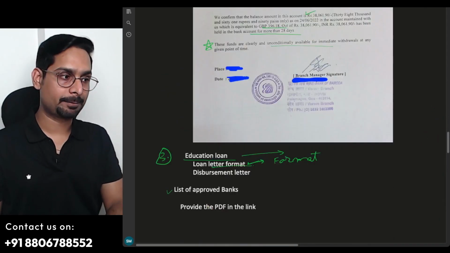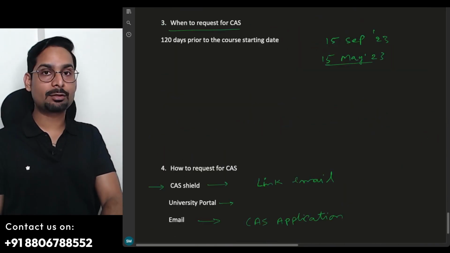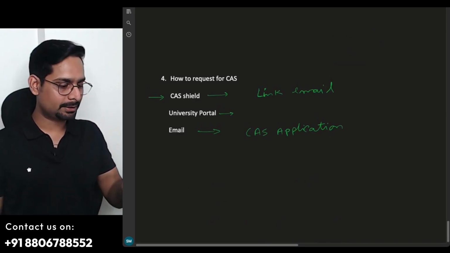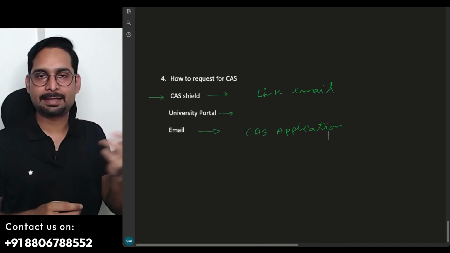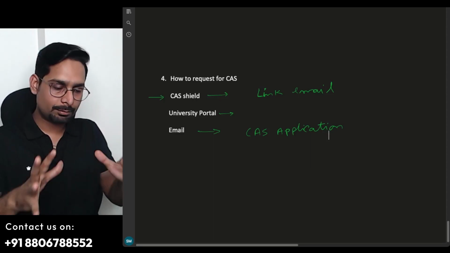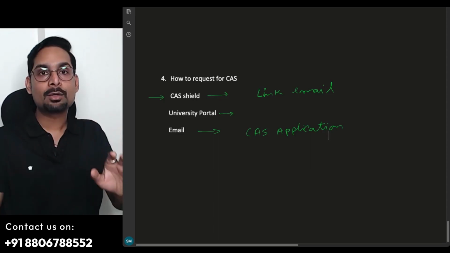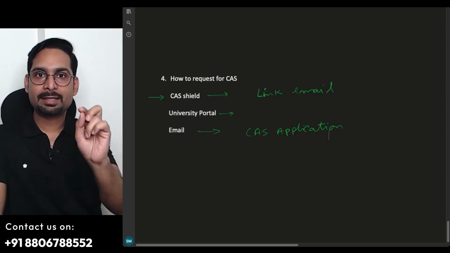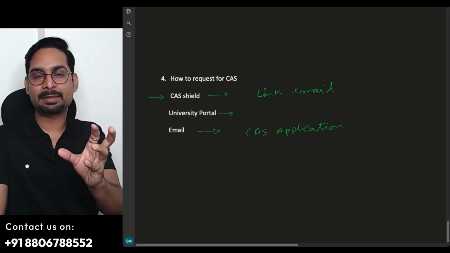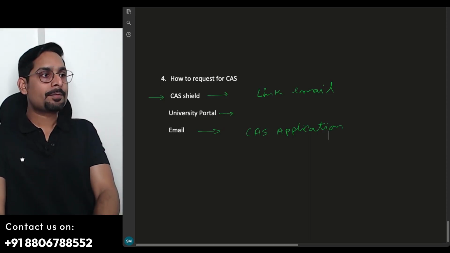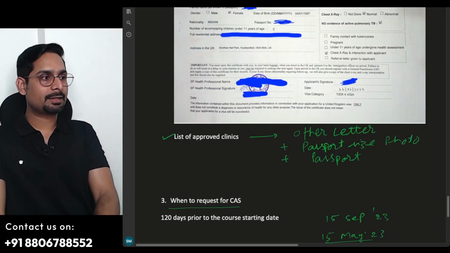Send a clear copy. I have seen students just taking a photo from their phone and sending it. Don't do it that way. Even if you're taking a photo from your phone, it has to be clearly visible. Try zooming in and see that it should not get pixelated. So this is it in this particular video.